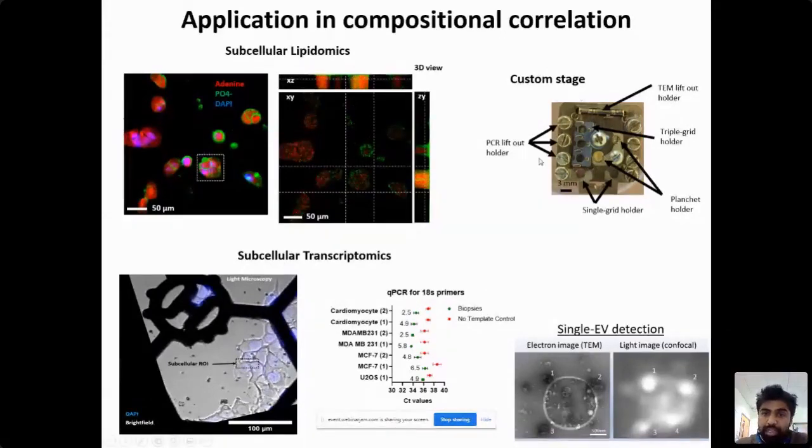So to make all of this happen, I also engineered a custom stage. So basically, you can clearly see that it can hold the Lincoln grid holder. It can also hold these planchettes. It can hold multiple samples, and essentially it has improved our throughput in correlative platforms up to 8-fold, but also protects the sample from damage and contamination.